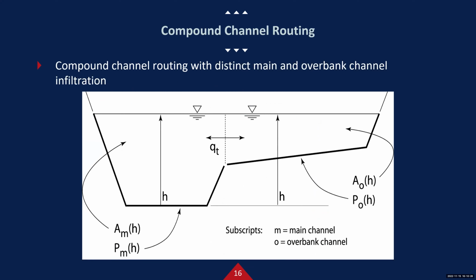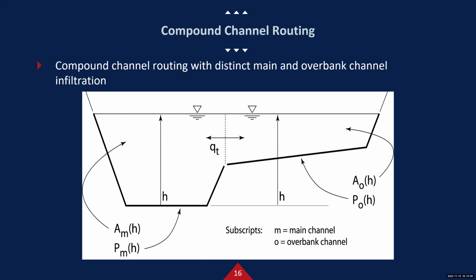We've got a compound routing channel geometry. In many cases, you won't have just a trapezoidal channel. The default one just would go down like this and then continue up like this. You often have, out of the main channel, kind of an overflow area that's still in the ancient floodplain.